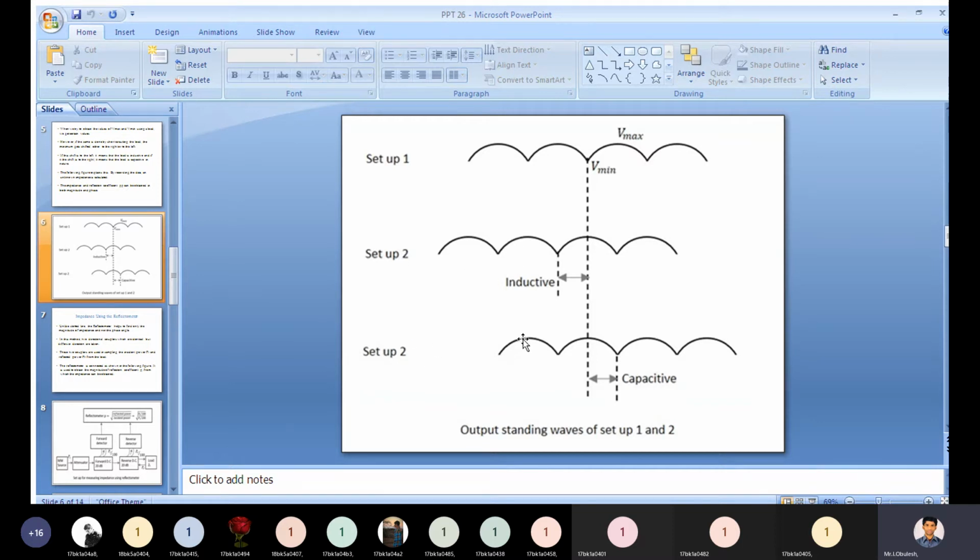Coming to the setup 2 only, if the shift is to the right, it means that the load is capacitive in nature. Okay, so that is what is represented in this output standing waves of setup 1 and 2 diagram.